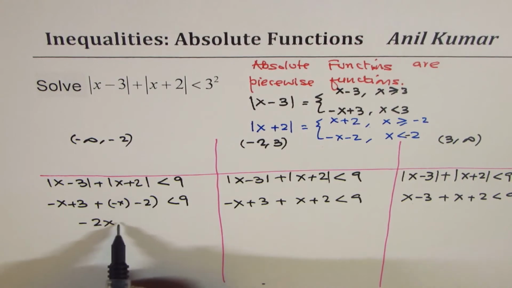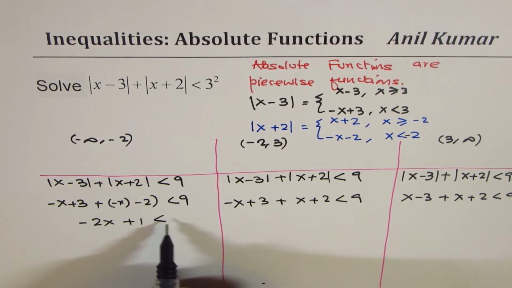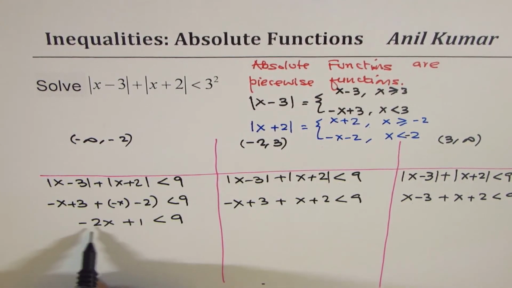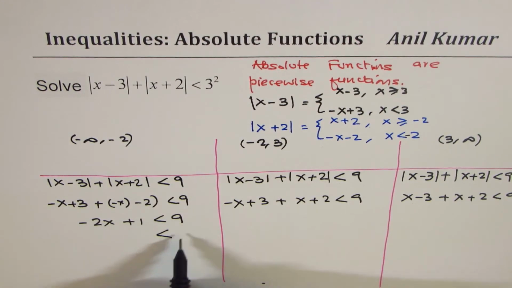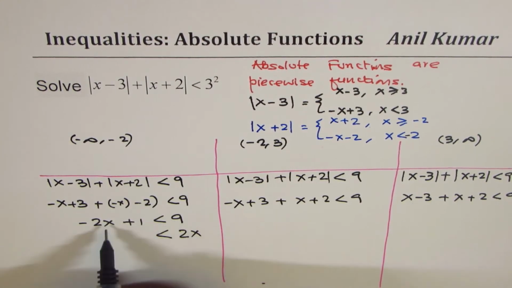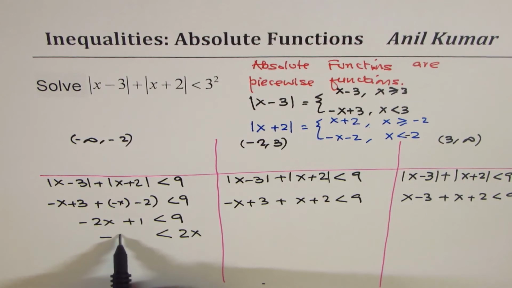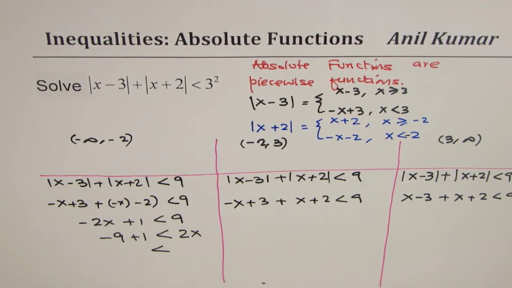Plus 3 minus 2 gives me plus 1, which should be less than 9. Now taking this to the right side gives me 2x. Bringing 9 to this side brings me minus 9 plus 1, which we can write as 2x is greater than minus 8, or we say x is greater than minus 8 divided by 2, which is minus 4. Perfect. Now let us see what solution we get.